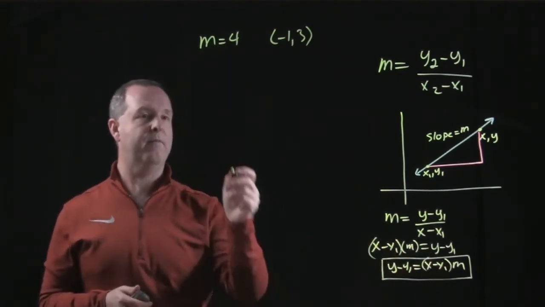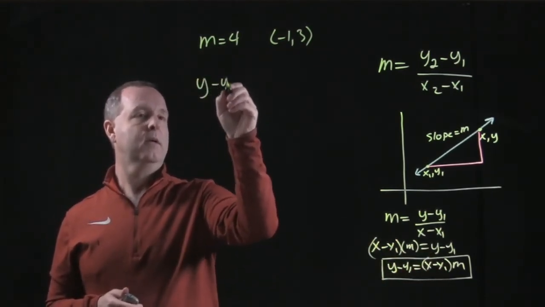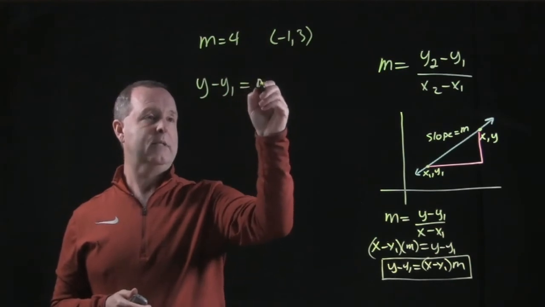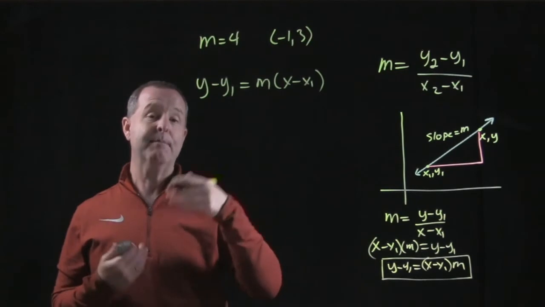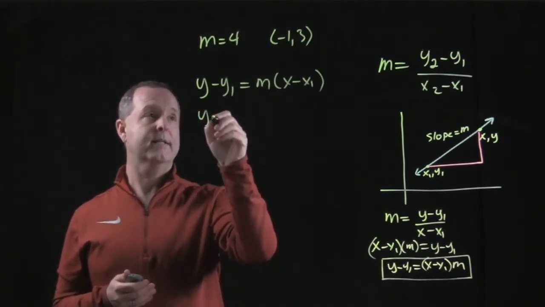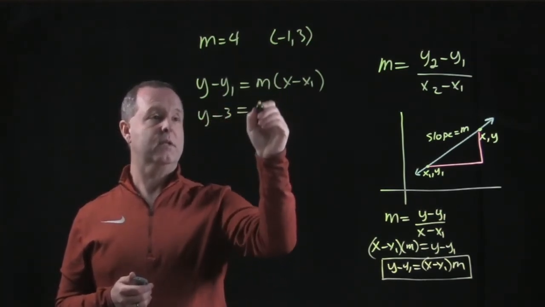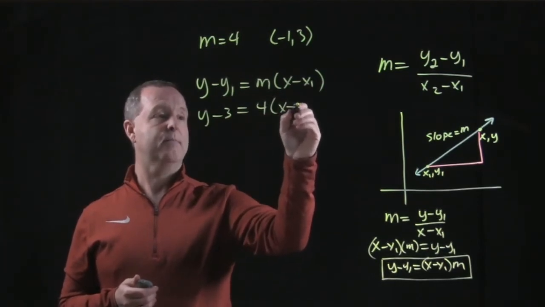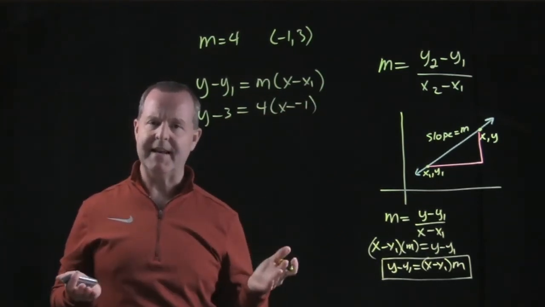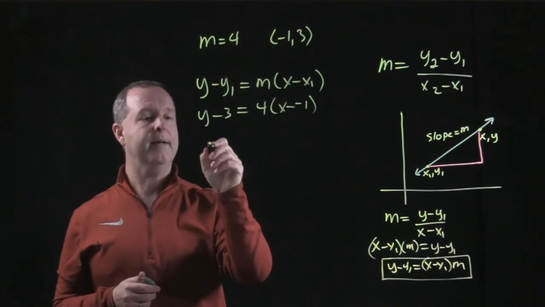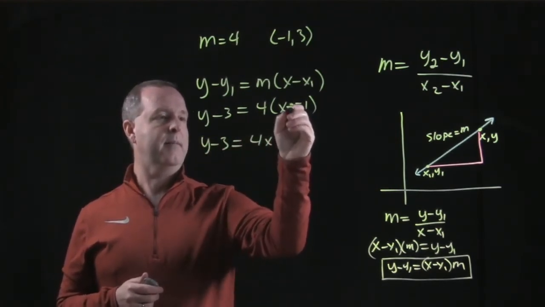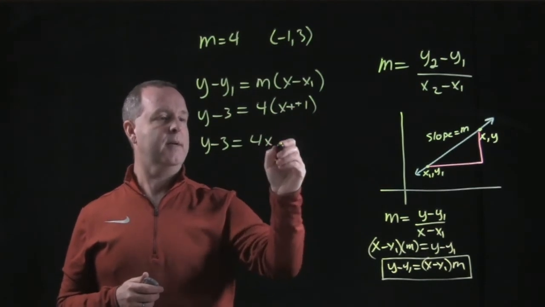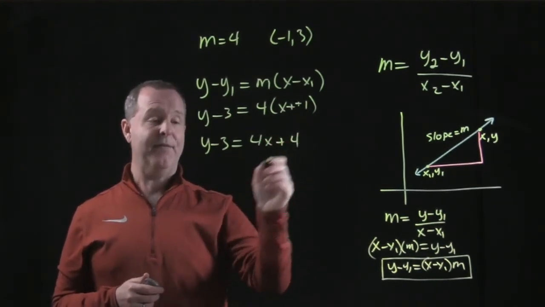So let's look at the slope formula, or the point slope. It's y minus y1 equals slope times x minus x1. Input what we know, y minus 3 equals slope, which is 4, times x minus a negative 1. Clean that up, basically solve for y. That becomes a positive 1, so that becomes a plus 4. Add 3 to both sides.